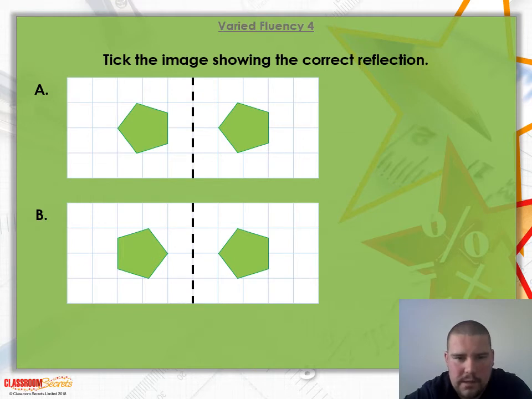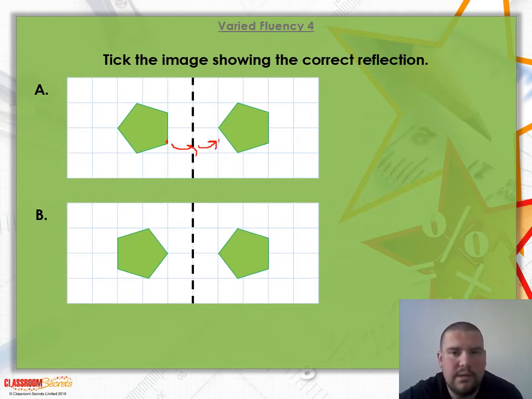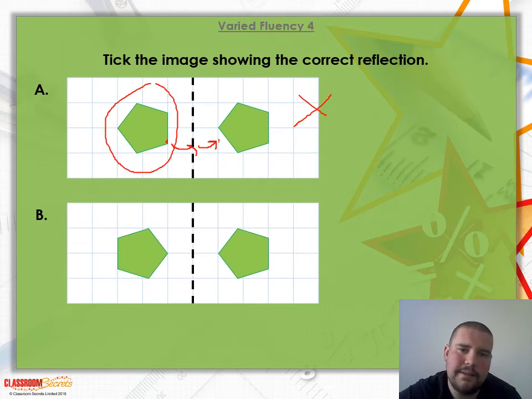Okay, so this one here, for A, we can draw some points. So this vertex here is 1 square away from the reflection line. So if we go another square away, there should be a point on this section here. However, there's not. So we would know straight away this is not the correct reflection. This shape here is slightly slanted, also looking that way.